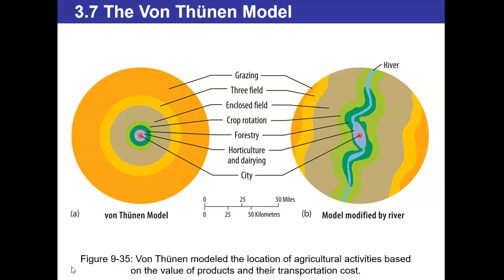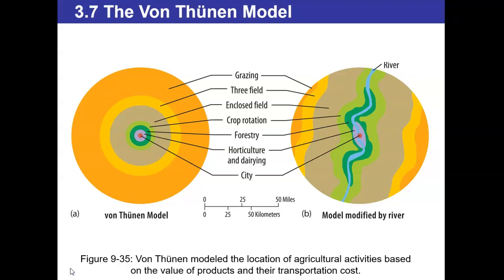Looking at the last ring, we're looking at grazing. And so this is the outermost ring devoted exclusively to animal grazing, which requires a lot of space. It's also going to be furthest out from the city.